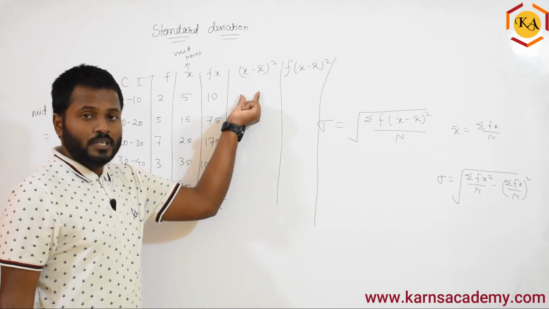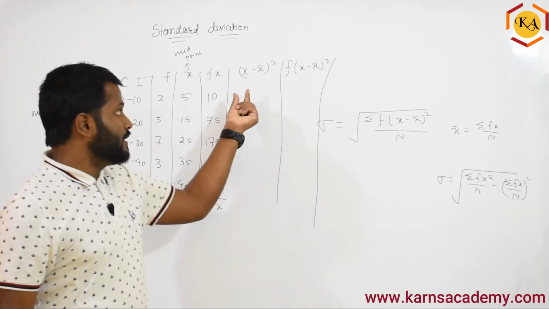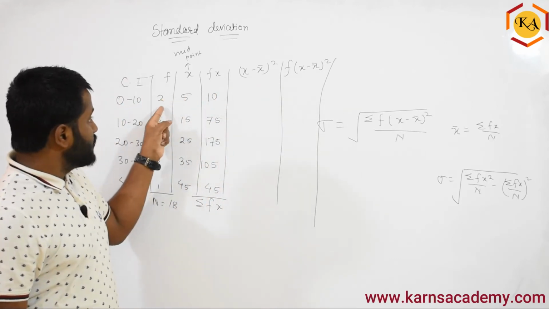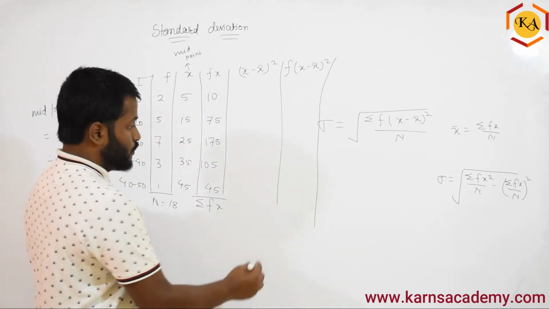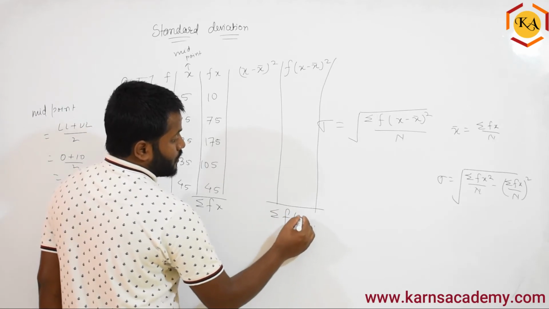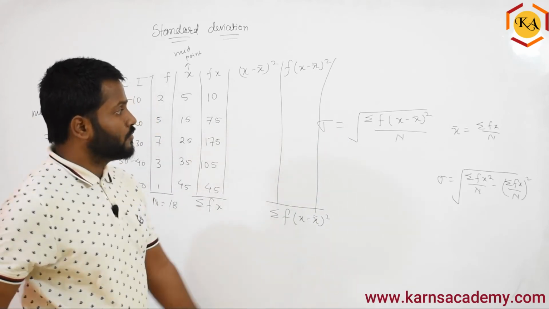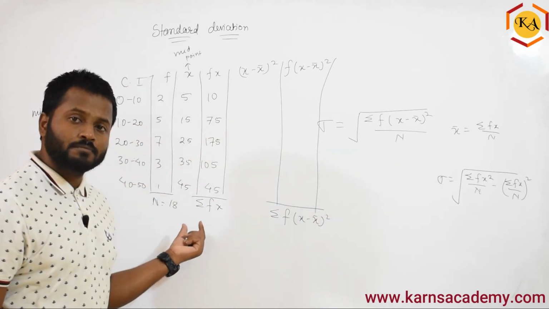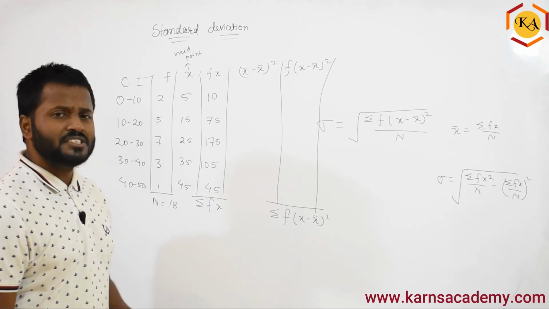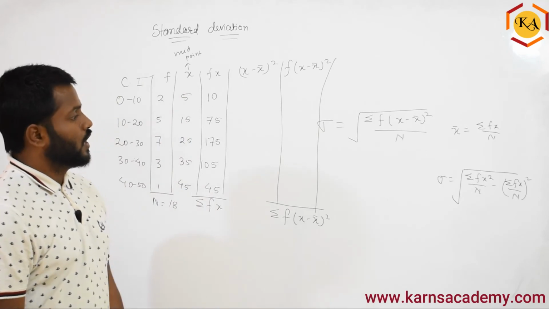So whatever value you get here, which is nothing but 5 minus whatever you subtract, square it, all the values will be positive. That you should multiply with frequency, which will give you the summation f into x minus x bar the whole square, which you can directly substitute over here, divide by n. N is how much? 18. Right? That's it. So standard deviation is a very easy concept. There is nothing much to worry about it.